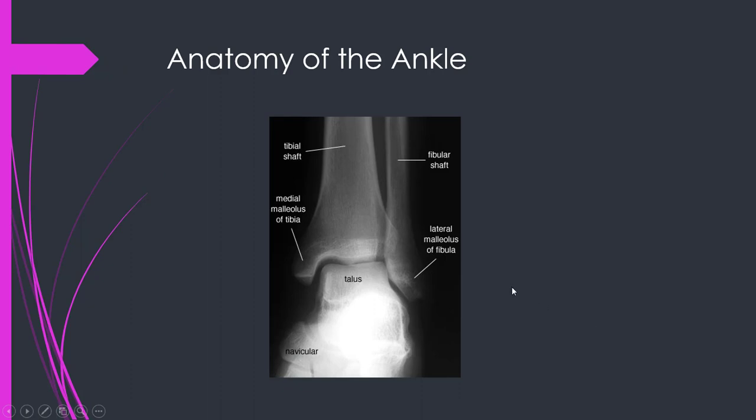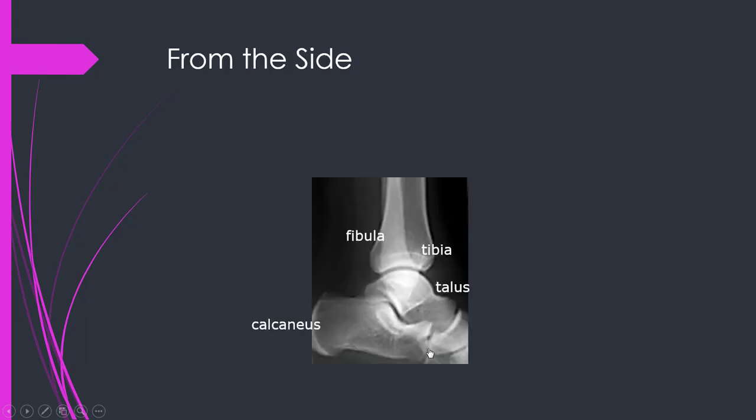So if we take a look at the AP ankle, you can see your tibial shaft and your fibular shaft. Here's your lateral malleolus on the lateral side of the body, your medial malleolus, which is on the medial side of the body. Here's your navicular, here's your talus, and then it superposes over the calcaneus. On the side view, you can actually see the calcaneus. Here's your talus, your tibia, and then your fibula is superimposed underneath the tibia.